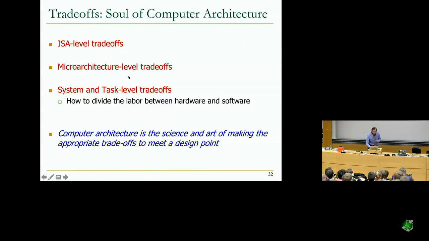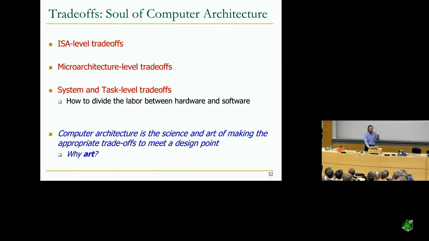So we're going to talk more about microarchitecture level trade-offs. But I'd also like to note that there are system and task level trade-offs as well. And these mainly are about how to divide the labor between the hardware and the software. Let's get back to that later on. Basically, computer architecture is really the science and art of making the appropriate design trade-offs to meet a design point.